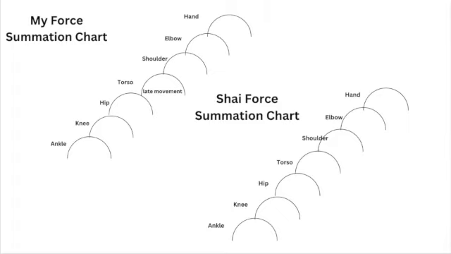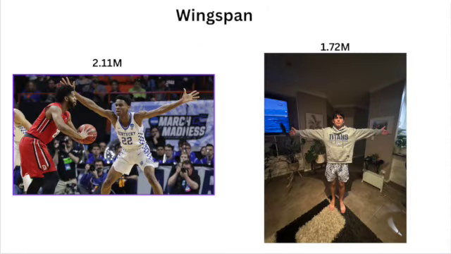Shay has a near perfect force summation chart with all momentums lining up in a perfect sequence to gain momentum into his shot. The very late movement shown in my force summation chart is in between my hip and torso muscles. Shay has a wingspan of 2.11 meters, while mine is only 1.72 meters.